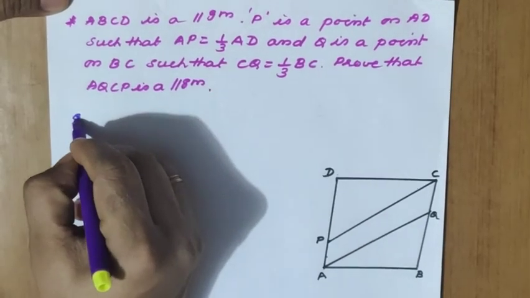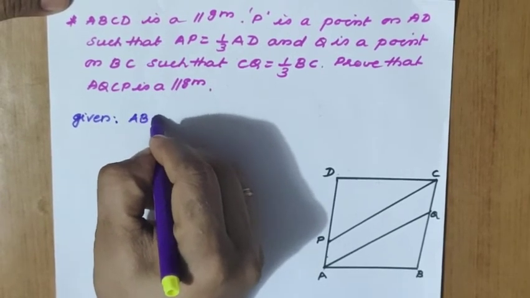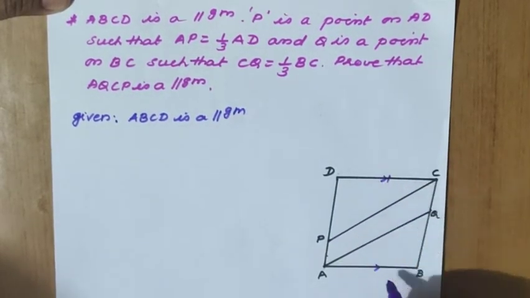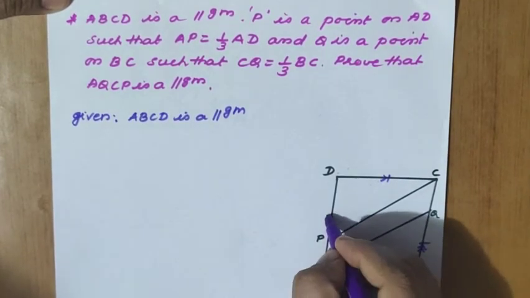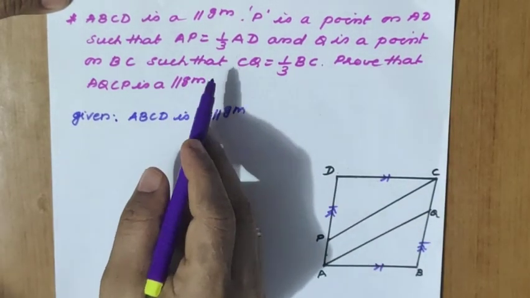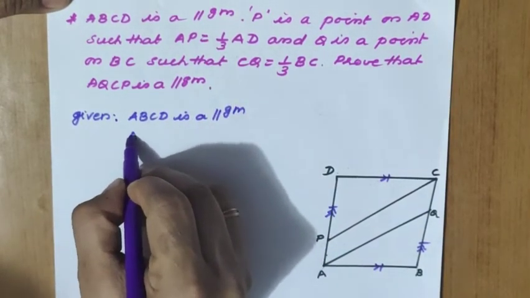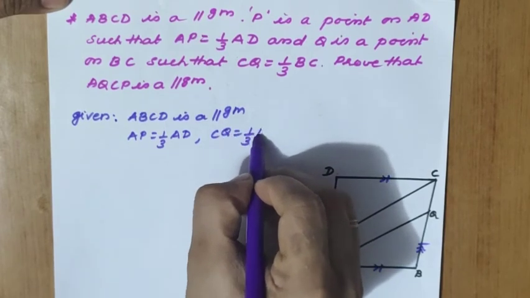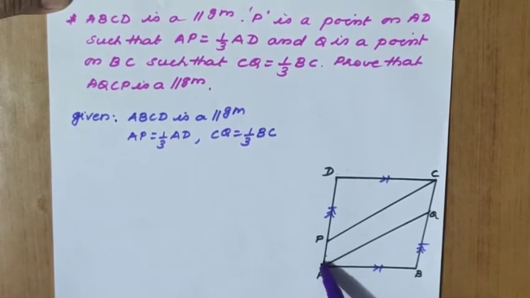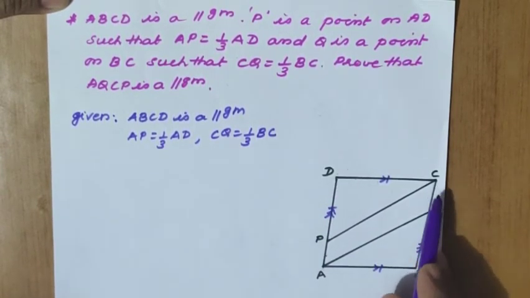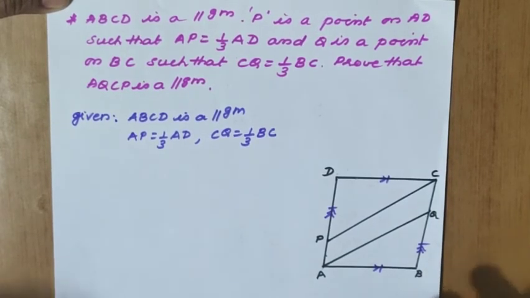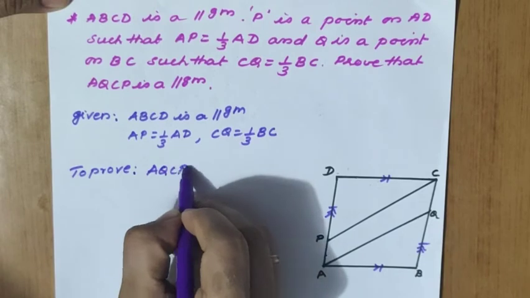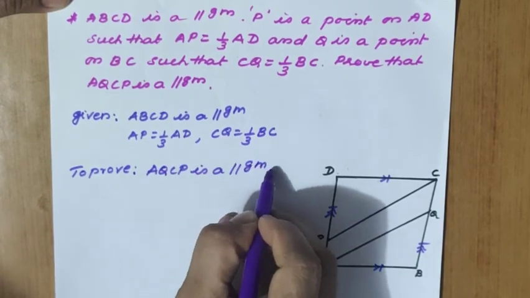So what is given in the question? ABCD is a parallelogram. That means two pairs of opposite sides are equal and parallel. Okay. Now what is also given? P is a point on AD such that AP equal to 1/3 of AD, CQ equal to 1/3 of BC. That means, see this figure, AP is 1/3 of total length of AD and CQ is 1/3 of total length of BC. That is given in the question. Now what is to be proved? To prove AQCP is a parallelogram.